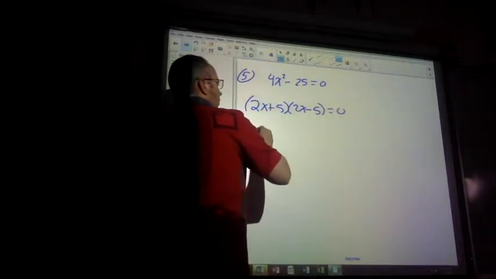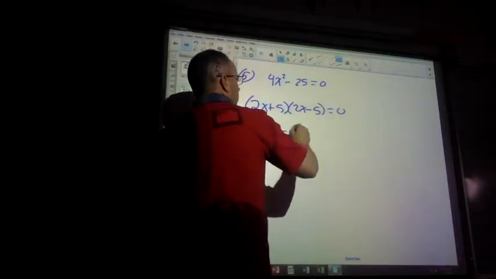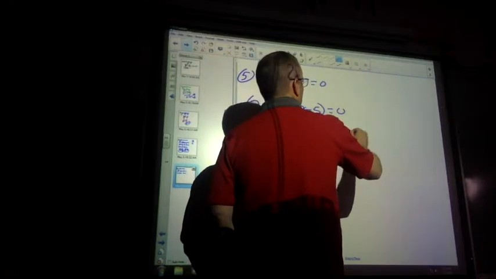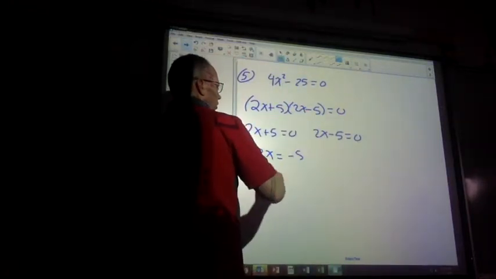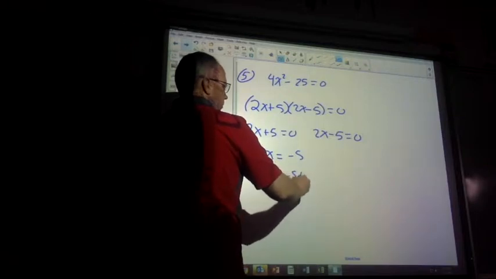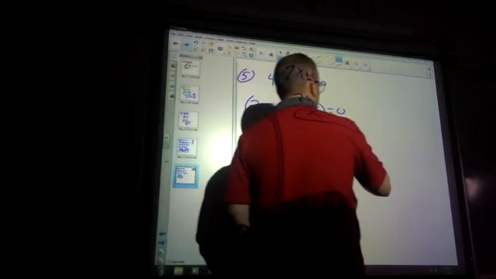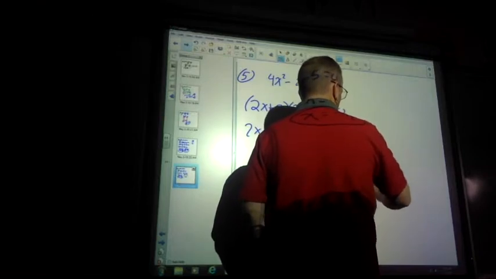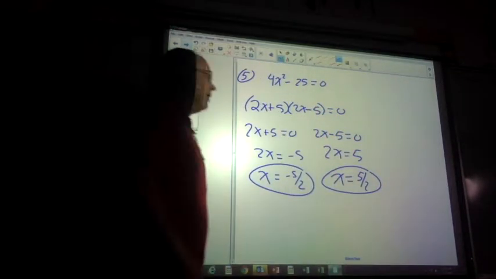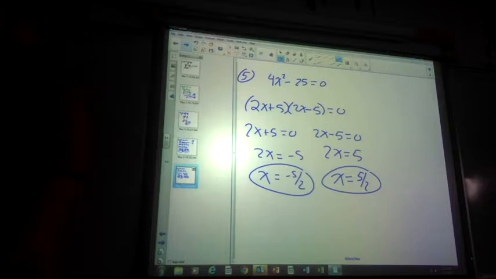Well, set them both equal to 0. Okay, subtract 5, divide by 2, add 5, divided by 2. So I get negative 5 over 2 and positive 5 over 2. If I use the quadratic formula, I'd get the exact same answer.